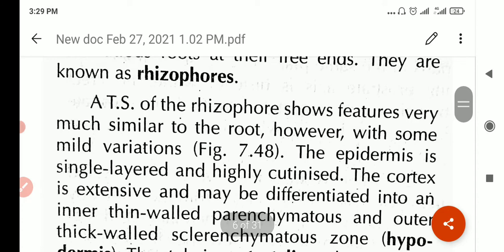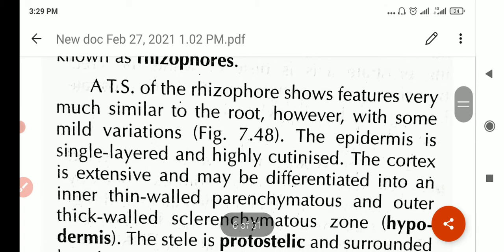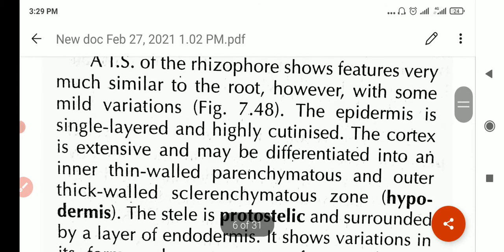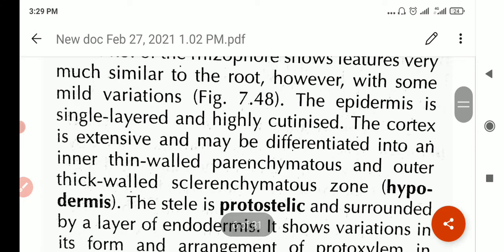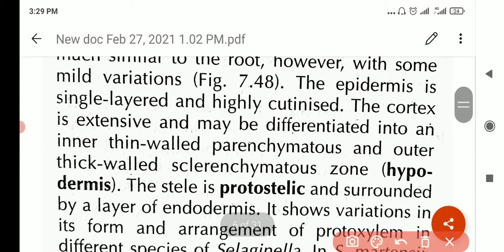So a TS of the rhizophore will look very much similar to the root. However, there are a few differences. Here we see that the epidermis is just one layer and it has a cuticle, cutinized. I did not see any cuticle in the diagram. Maybe we have to draw it ourselves.